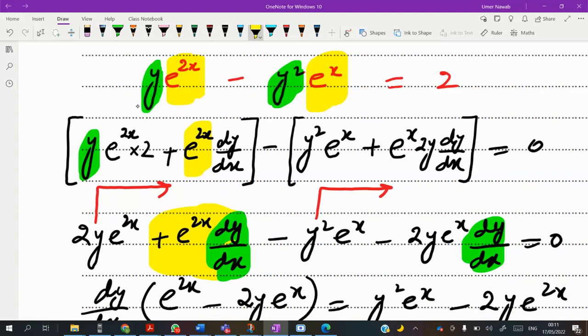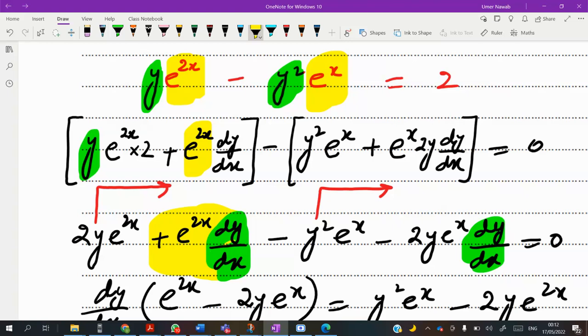Now, as you see, the first part we need to apply the product rule here. So the green part shows the y will stay as it is. Then differentiation of e raised to power 2x is first you keep it e^2x, and then the further derivative of 2x is 2. Plus, in the second term, you keep the e raised to 2x as it is, and the differentiation of y is dy by dx. Then a minus sign comes.